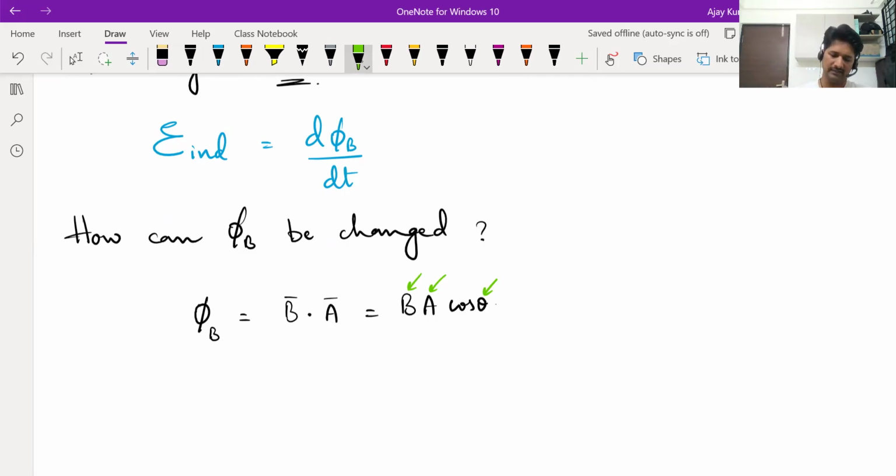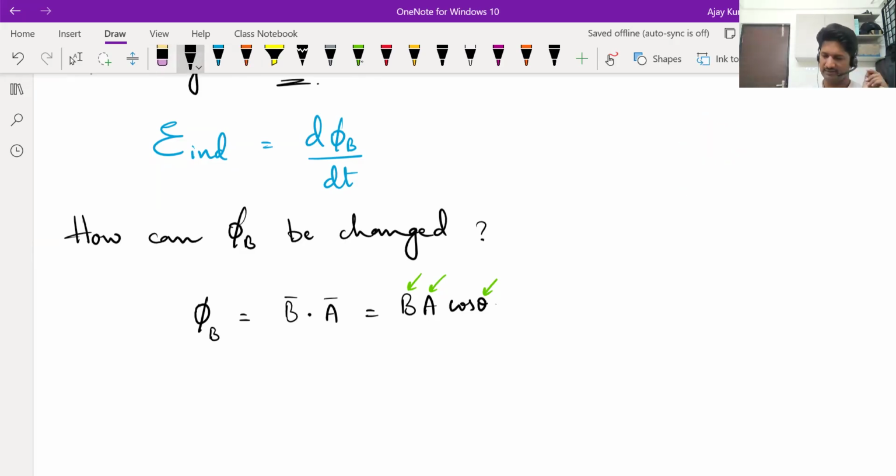And some of you are saying current, that is also valid. Maybe you're talking about self-inductance. Self-inductance is magnetic flux divided by current. So if current changes, the magnetic flux through a coil changes. That's fine. But here in an AC generator, we are trying to produce current. There's no current; we are trying to produce it. So in this context, you should not say that by varying current, we can vary flux.